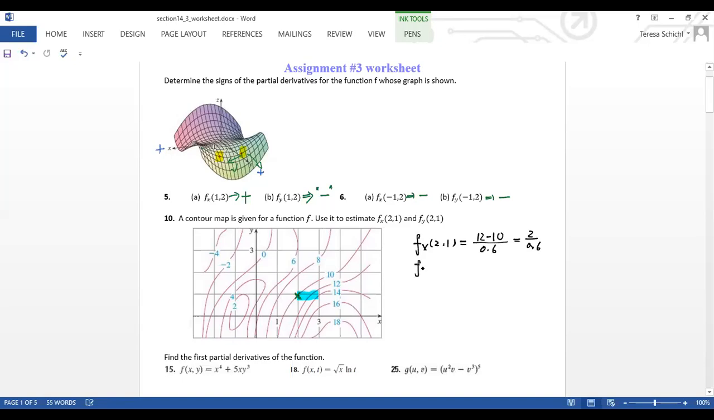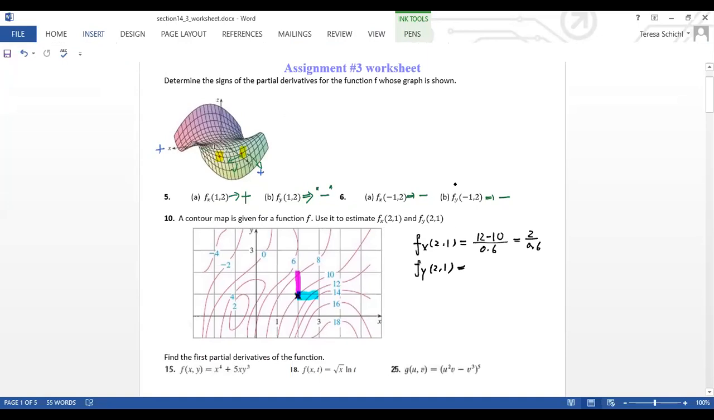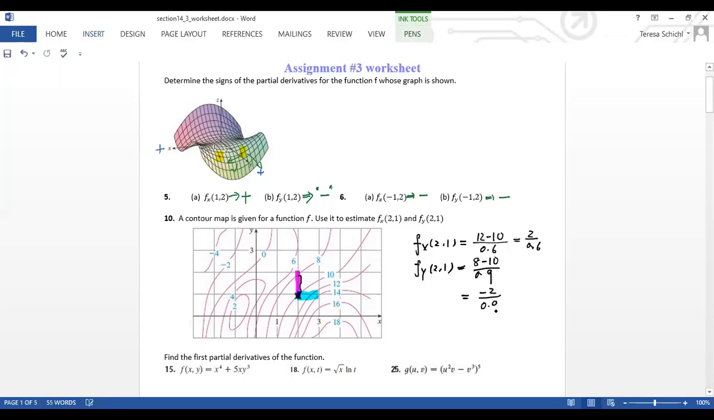The same way, let's say f_y(2, 1). That means you start at this point and you move up here. So you move up, and the rate of change is here, as you see. It changes from, you touch the 8, so it will be like 8 minus 10. Now how much do you move up? It's probably 0.9. So the rate of change in the y direction is negative. Okay, be careful, don't write a double negative here. So the rate of change in y will be negative 2 over 0.9. Of course, the 0.9 and 0.6 are just how I eyeballed the data.